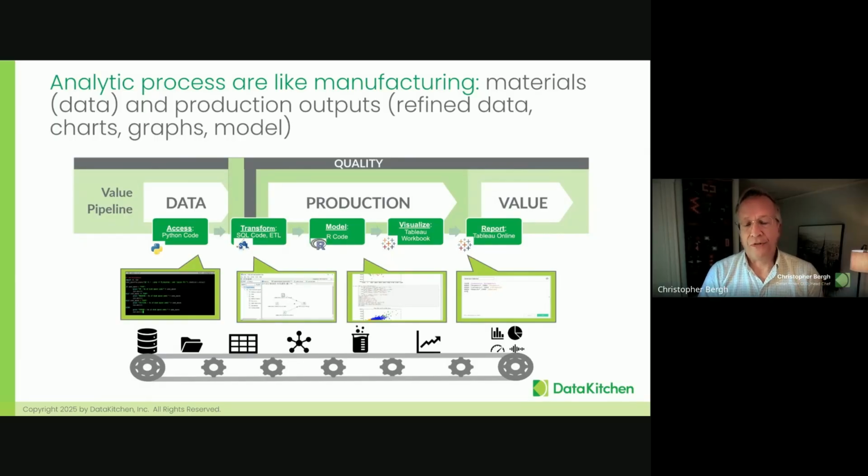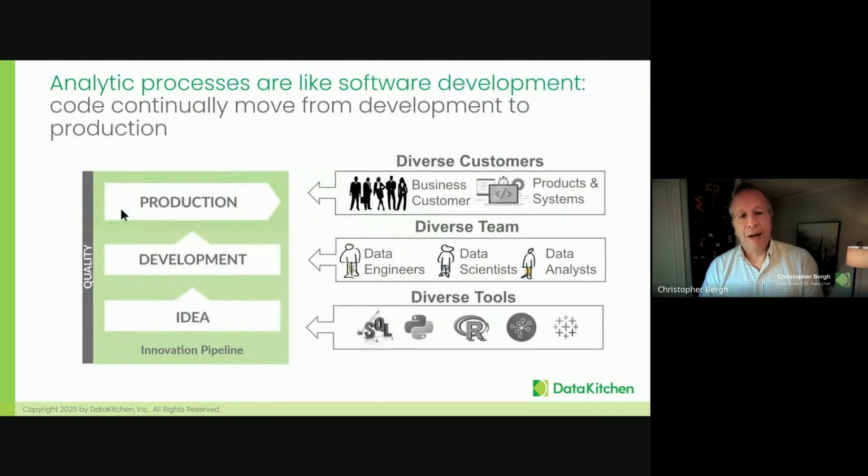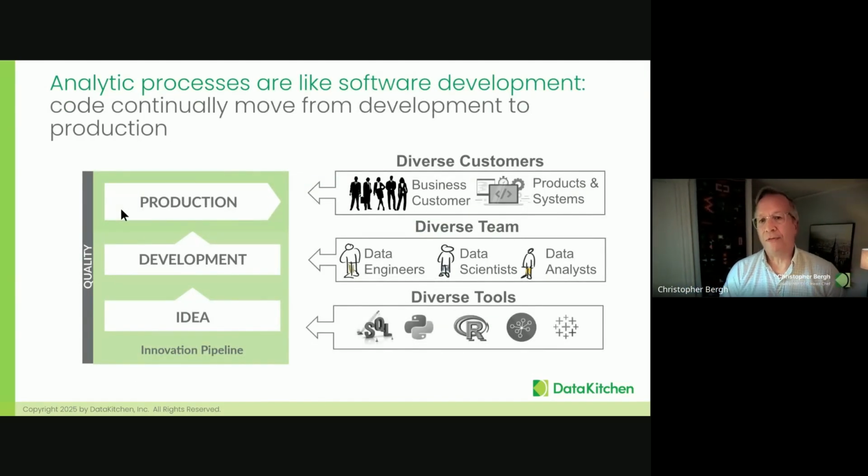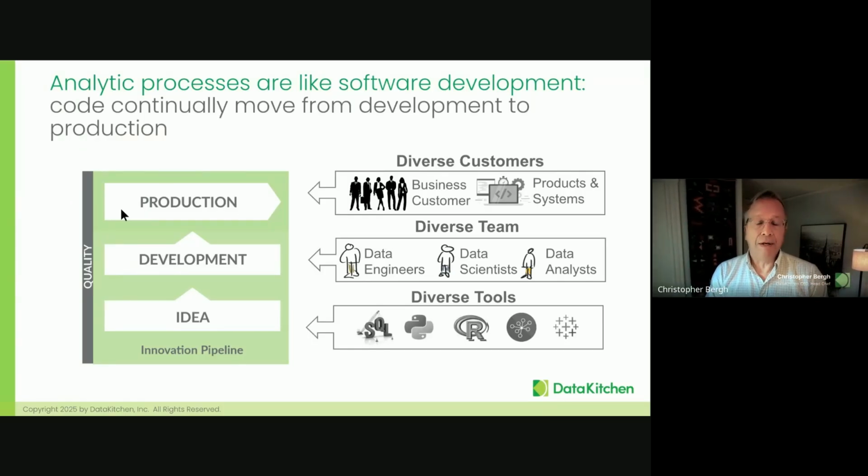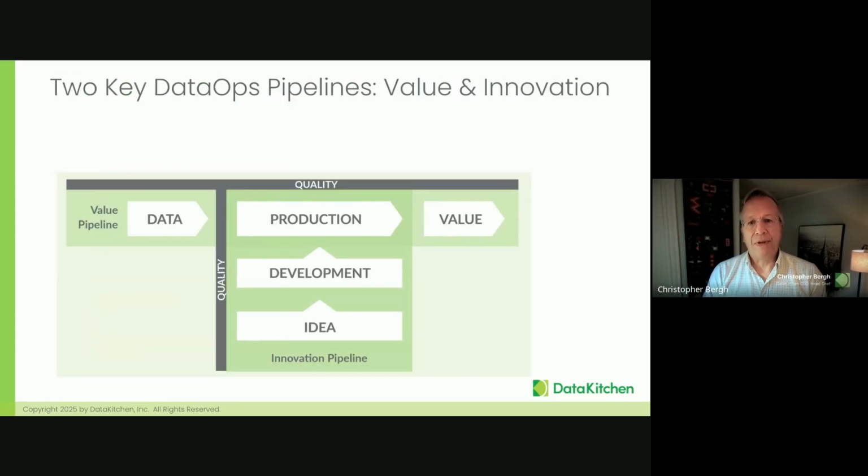When you produce a report or a model or an extract or dashboard, we think of analytic processes like manufacturing. Materials, i.e. data, go through a series of steps, and the manufacturing stations are the tools that you go through, and you have an output: the data and the charts and the model. However, analytic processes are also like software development in that you build something, usually on your desktop, and then you deploy it into production. And both of those things have to happen together. We've written several books about this idea of what we call the value and innovation pipeline, and both of these things are often happening at the same time.